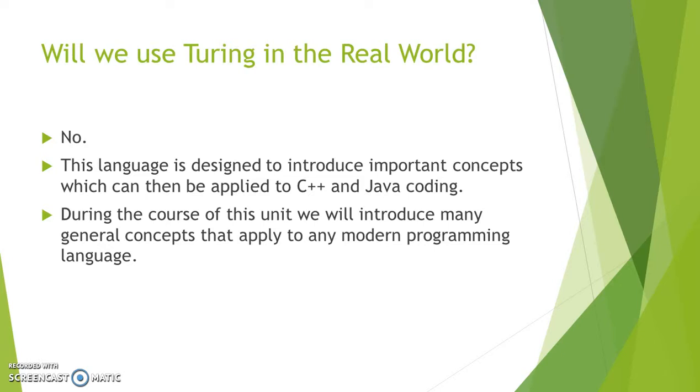So the downside of using Turing: it is not going to be precisely a model for real-world programming. The language introduces concepts which then would have to be modified slightly if we want to have C++ or Java coding. So we use these general concepts, and those general concepts will apply to any modern programming language as you move forward if you decide to do coding in the real world.